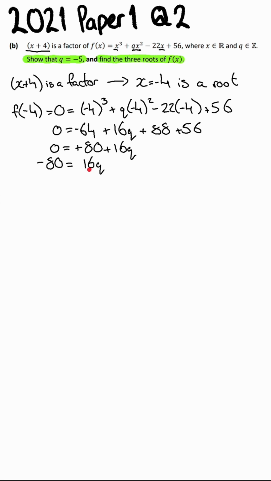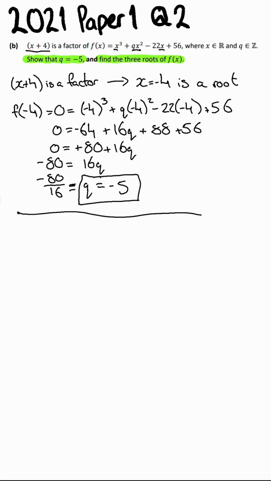And if we divide both sides by 16, we're going to get minus 80 over 16 is equal to q. And if you pop this into your calculator, you are going to get minus 5. Q is equal to minus 5, and that is us showing the first part. We have shown that. That's part 1 done.